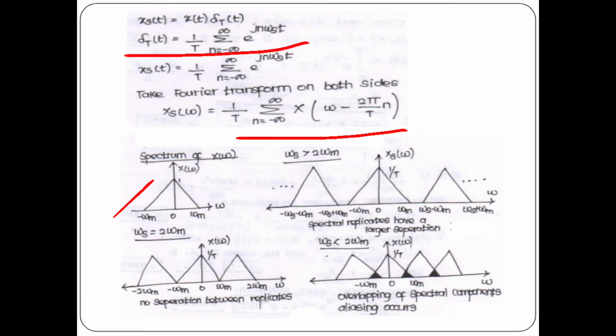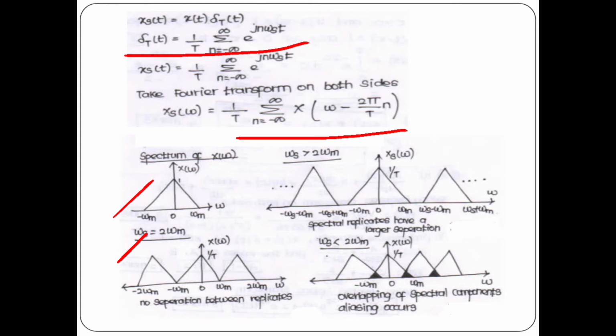The rest of the three diagrams show the frequency spectrum of the sampled signal, that is xs of t. The first one is the spectrum in which omega s is greater than 2 omega m, the second one is omega s equal to 2 omega m, and the third case is omega s less than 2 omega m. So what happens is, if omega s is less than 2 omega m, overlapping of spectral components occurs, which is nothing but aliasing.